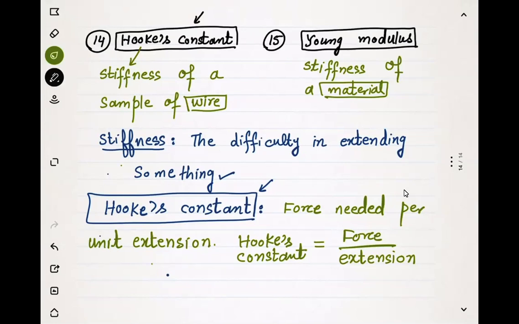So Hooke's constant, represented by symbol K, is given as F over X. Now let's write the unit of Hooke's constant.